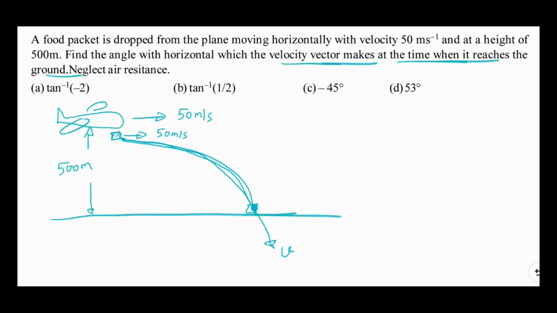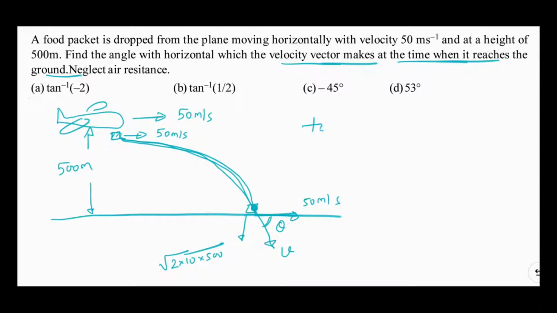Let's assume this velocity is v. We need to find the angle of this velocity with the horizontal. Let's assume this angle to be theta. First, the velocity at this point can easily be determined because the particle is covering 500 meters in the y direction. So, the y component of velocity is initially 0 and finally is going to be root 2gh. G is going to be 10 and h is given as 500 meters. So, we already know the y component here. And the x component should always be 50 meters per second because there is no horizontal acceleration.